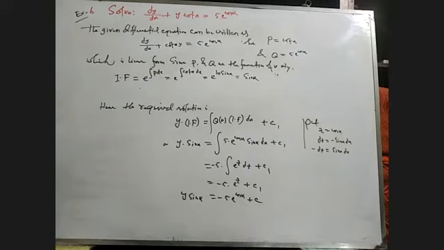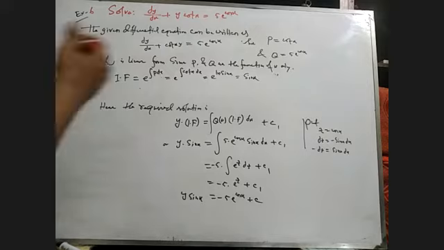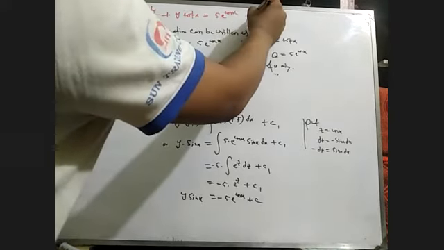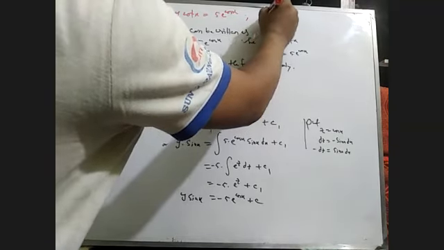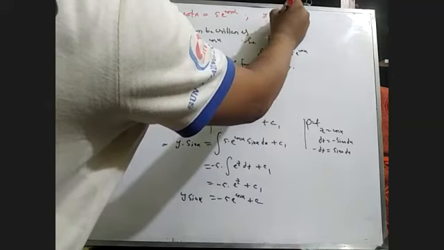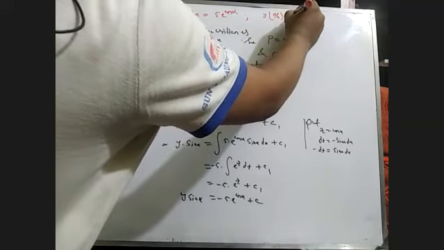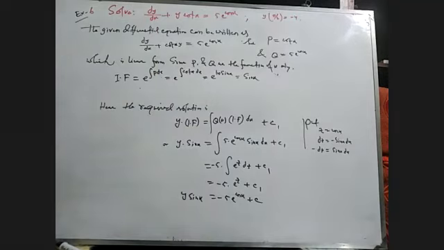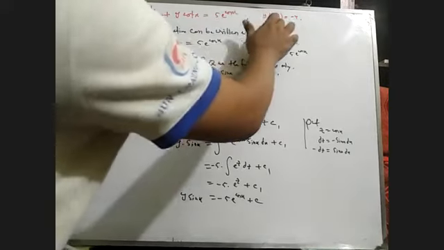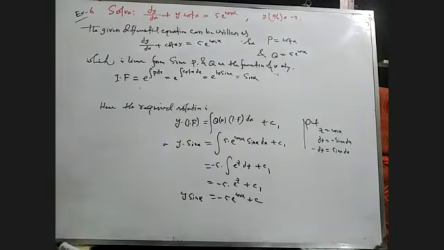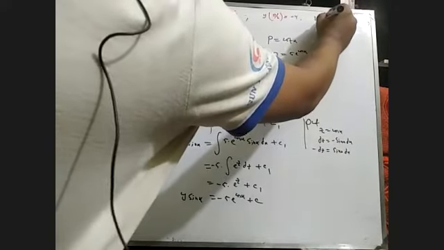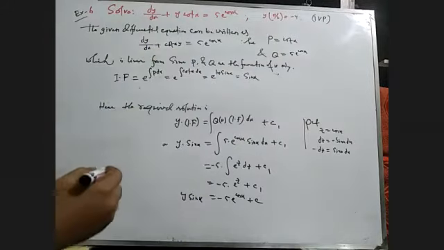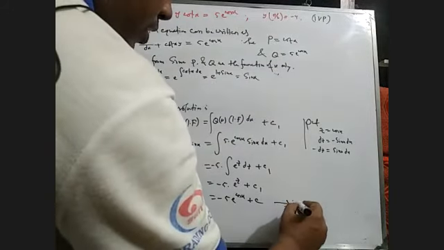Suppose we have some initial condition like this. Suppose we have some initial condition y of pi by 2 equals to minus 4. Okay, we are given what? Y of pi by 2 equals to minus 4. Now this is the initial value problem, this is called initial value problem. Okay, so in that case we have to put it in equation 1.